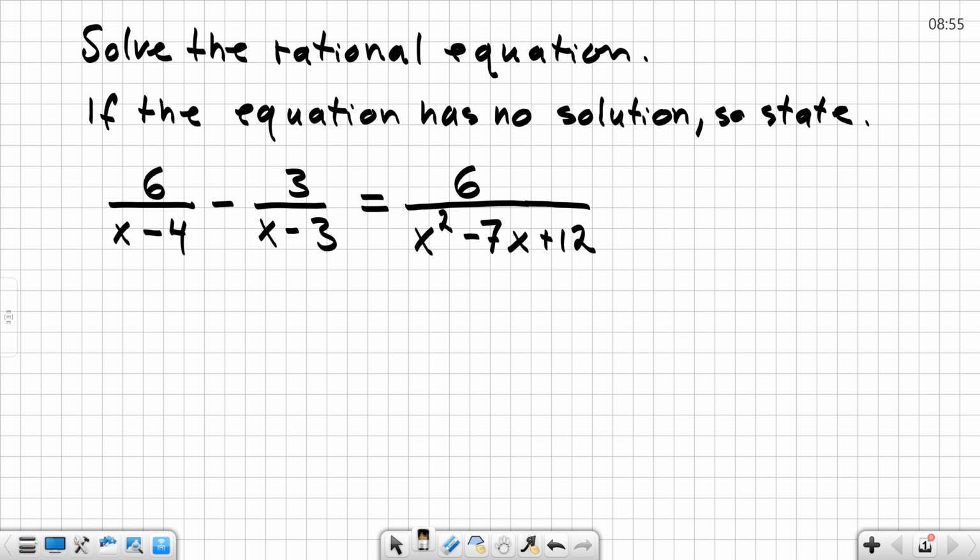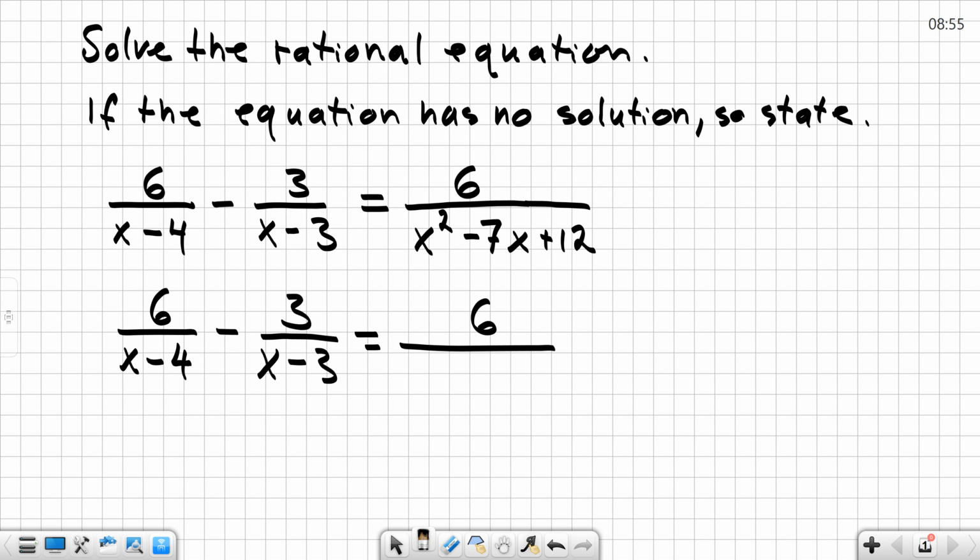The easiest way to do this is by looking at the right-hand side and factor the denominator, which will give us 6 divided by x minus 4 minus 3 divided by x minus 3 is equal to 6 divided by, let's have a look, negative 4 times negative 3 is positive 12. Negative 4 minus 3 is negative 7. That means the right side factors like x minus 4 times x minus 3.